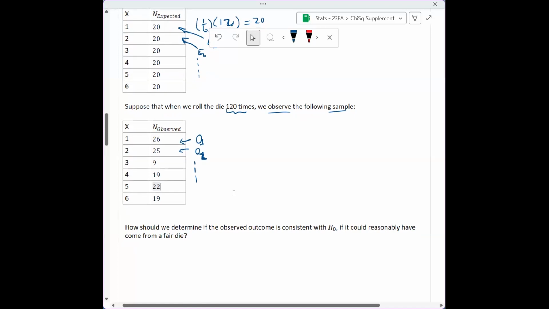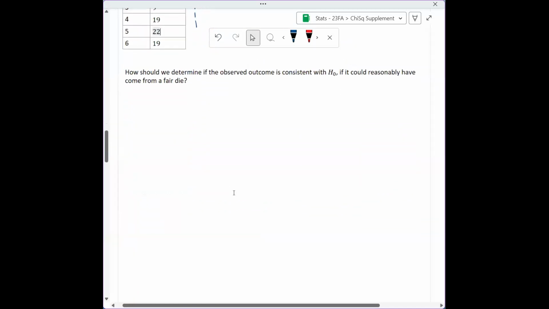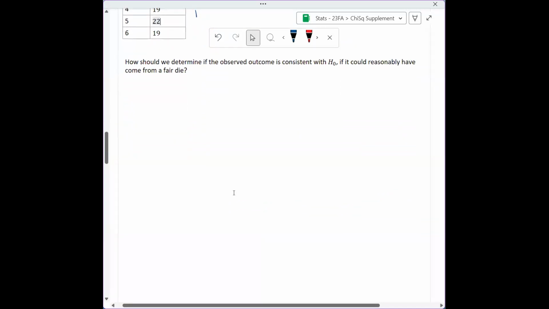Okay, so what does this process look like? How should we determine if the observed outcome is consistent with the null, or if we should reject the null in favor of the alternative? We'll use alpha equals 5%, again, just because that's kind of a standard. But you could use 10%, you could use 1%. We'll just use alpha equals 5% here.